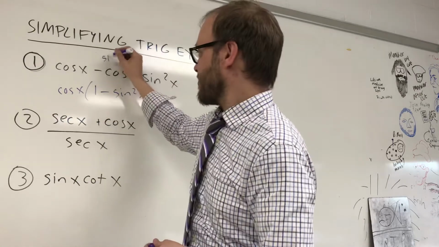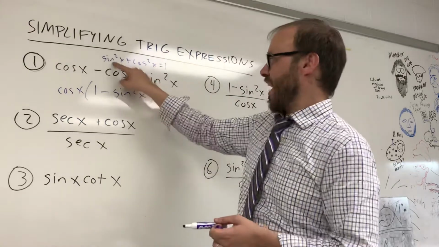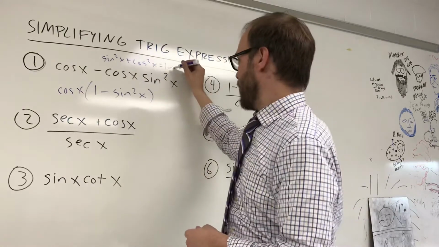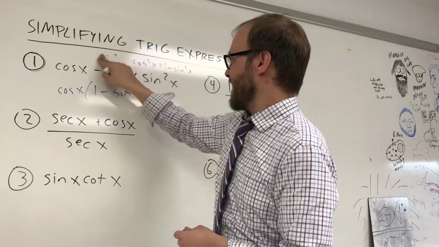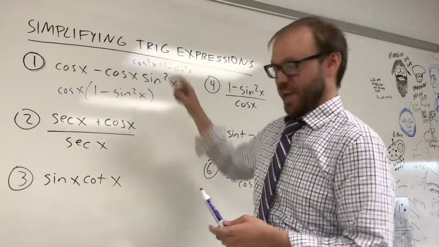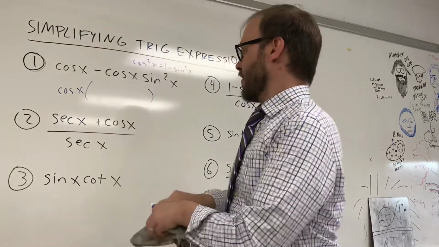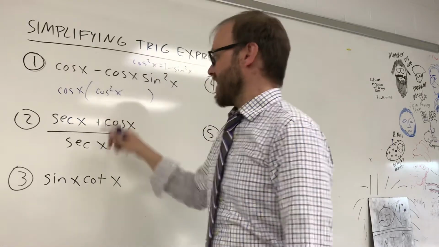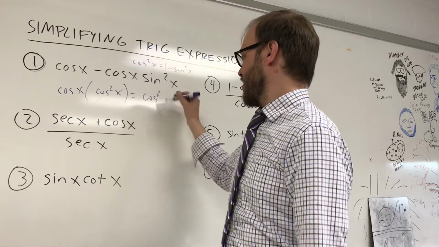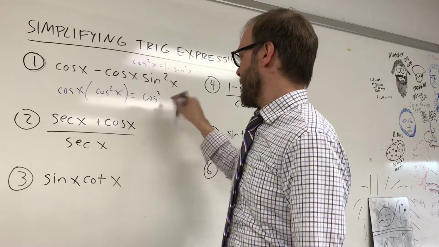Remember that sine squared of x plus cosine squared of x is equal to 1. I could subtract sine squared from both sides of this statement and find out that cosine squared is equal to 1 minus sine squared of x. And so I'm going to replace 1 minus sine squared of x with a cosine squared of x. And if I do that, we're going to find out here we have a cosine squared of x times a cosine of x, and that is going to leave me with a cosine of x cubed.